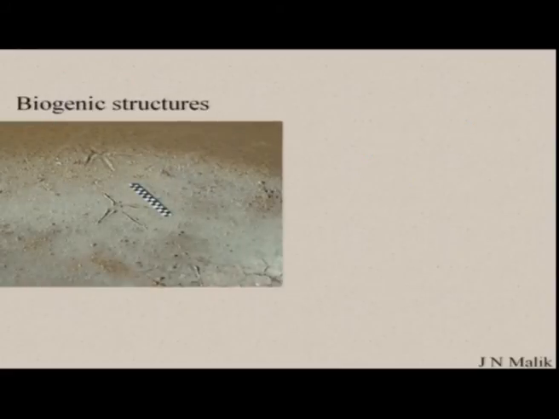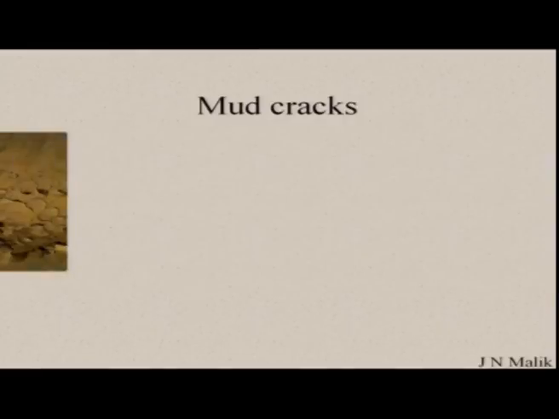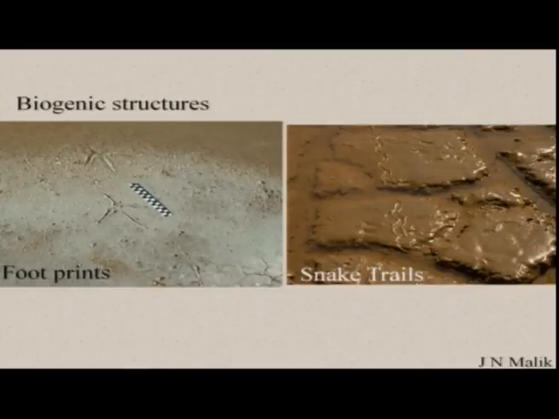Then biogenic structures or footprints can also help you in identifying the different floras and faunas in the region. This is an example of footprints, which tell about the faunas, while for floras you may have leaf prints, or fossilized wood or something like that, which can help you in identifying them.